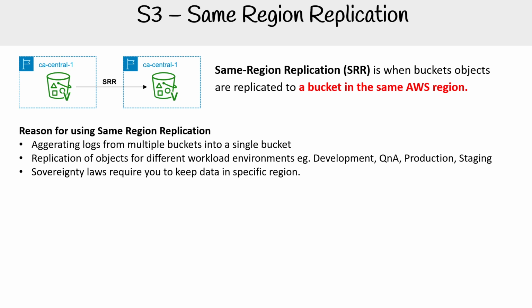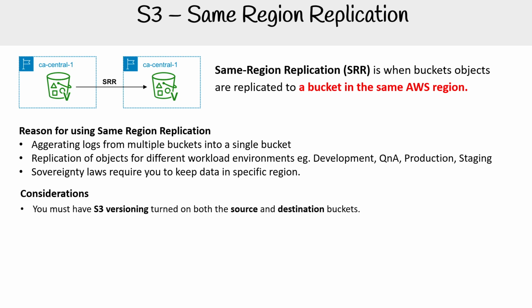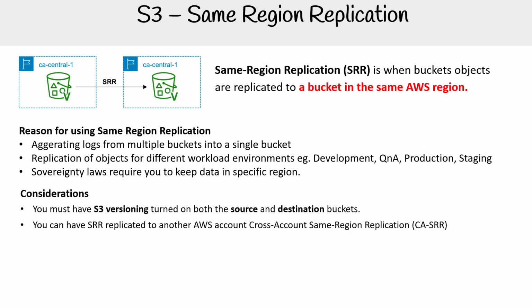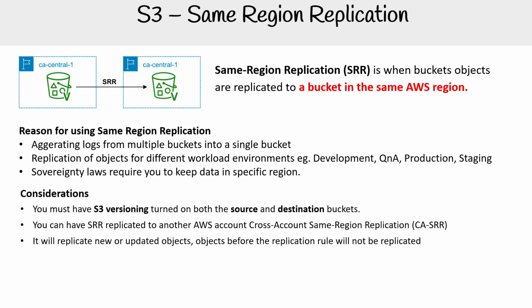Let's talk about some considerations. It's going to be basically the same as cross-region replication. You have to have S3 versioning turned on for both the source and destination bucket. You can do cross-account same region replication if you like to. And it will replicate new or updated objects. Objects before the replication rule will not be replicated.